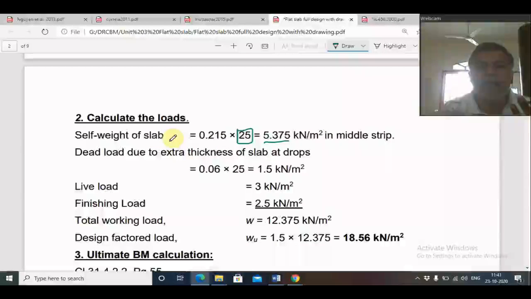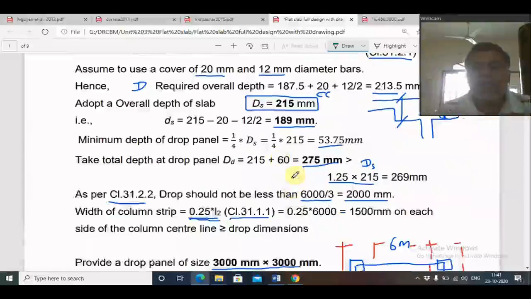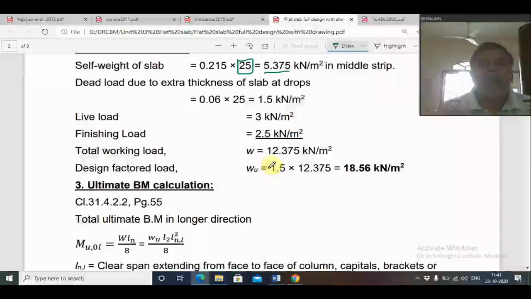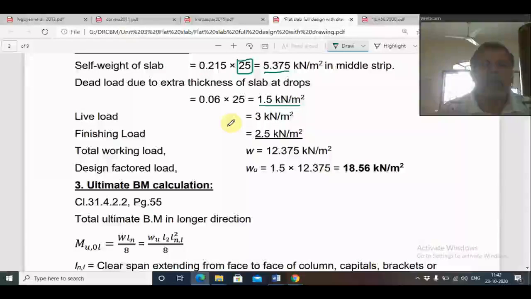In addition to that, I have to add the height of the drop. The drop is the additional thickness provided over the column. The additional thickness I have provided here is 60 mm. See here, I have provided 60 mm. So I will add the weight of that portion. I am converting 60 mm into meter, 0.06 into 25 will give 1.5 kN per m square. This is the additional dead load due to the extra thickness at the drop location.